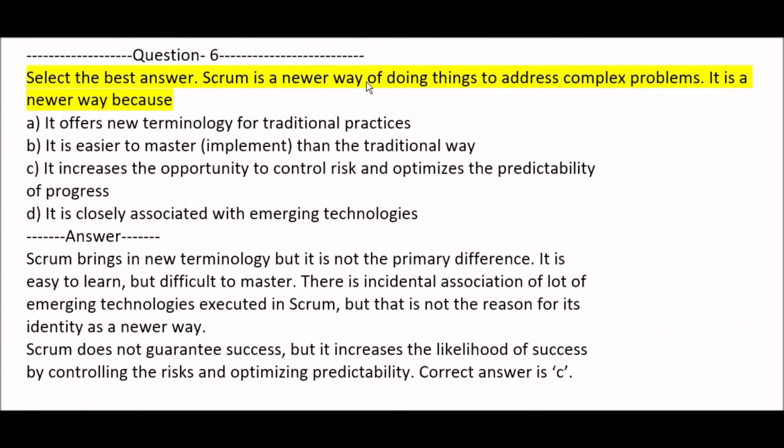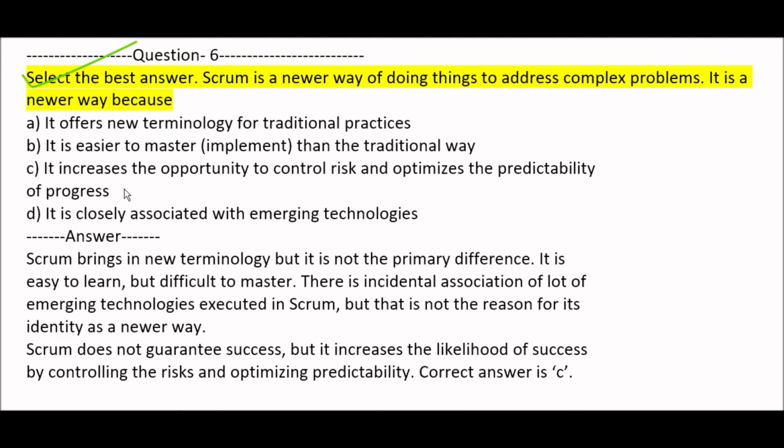Next question, select the best answer. Scrum is a newer way of doing things to address complex problems. It's a newer way because option A, it offers new terminology for traditional practices. Option B, it's easier to master and implement than the traditional way. Option C, it increases the opportunity to control risk and optimizes the predictability of progress. Option D, it's closely associated with emerging technologies. The right answer here is option C.